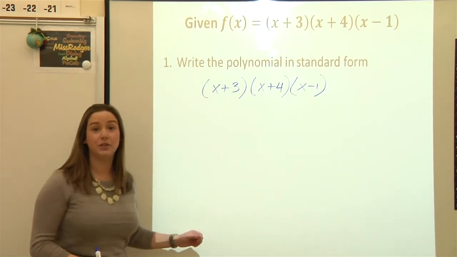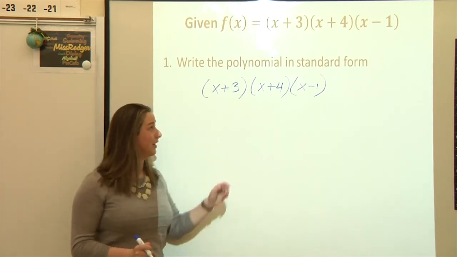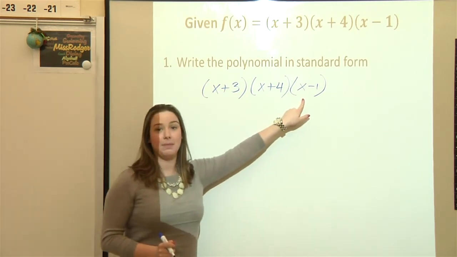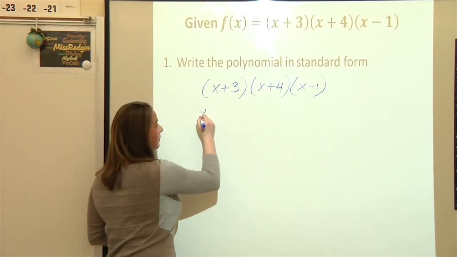The easiest way to do this is to multiply the first two binomials together, get an answer, and multiply it by our second binomial. So I'm going to FOIL these out, multiply these together first.